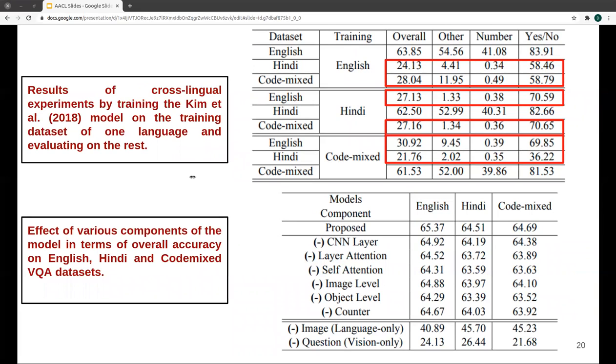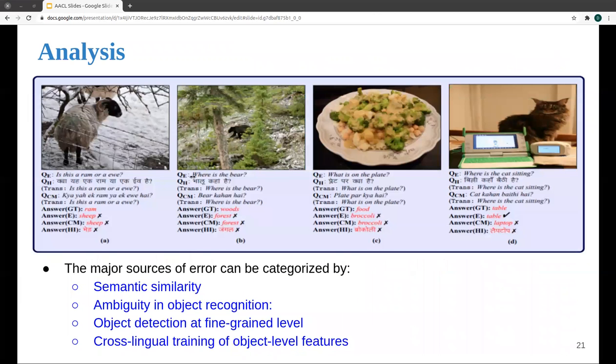We also perform an ablation study to analyze the contribution of various components of our proposed system. The table shows the model performance by removing one component at a time. The self-attention on question and object level features seems to have the maximum effect on the model performance.